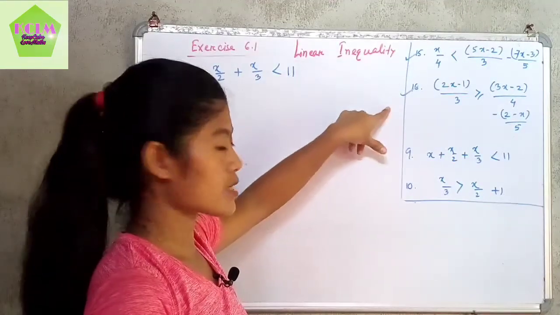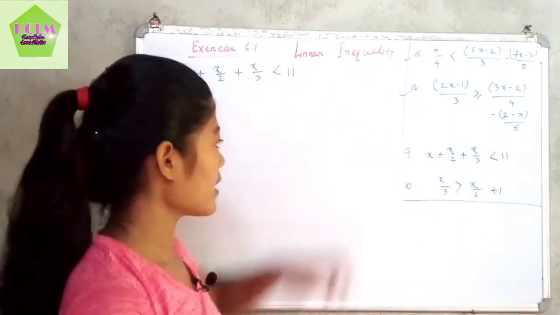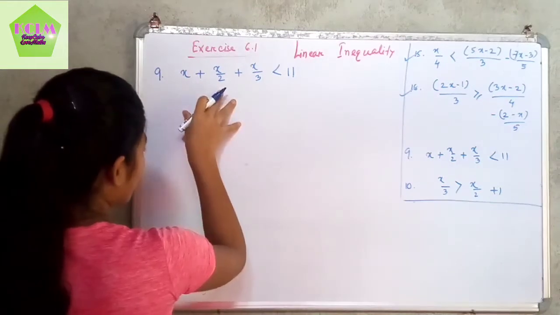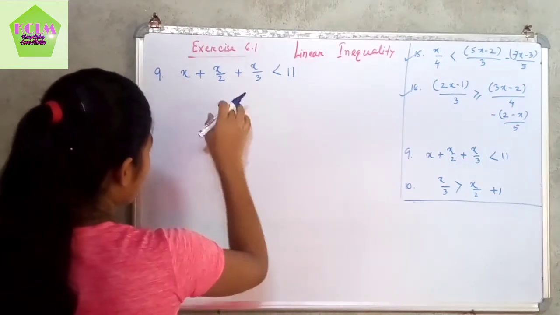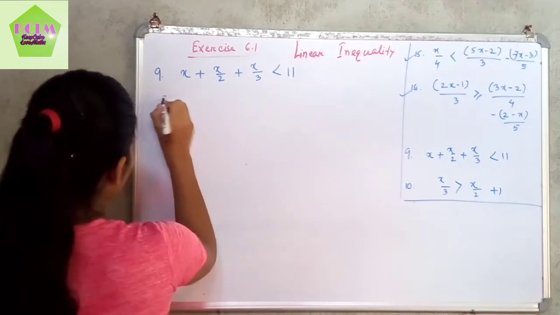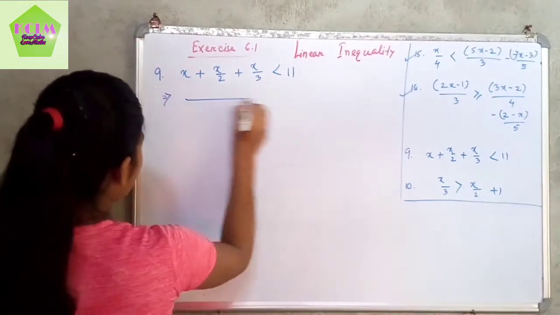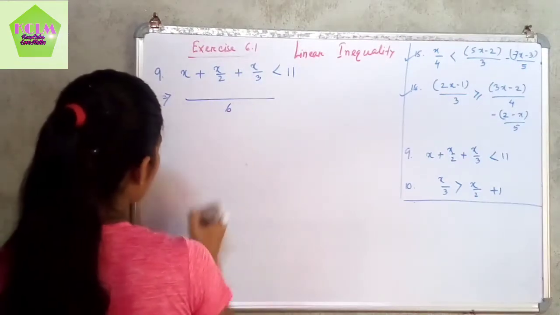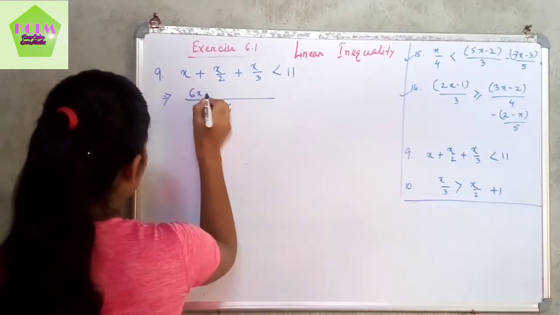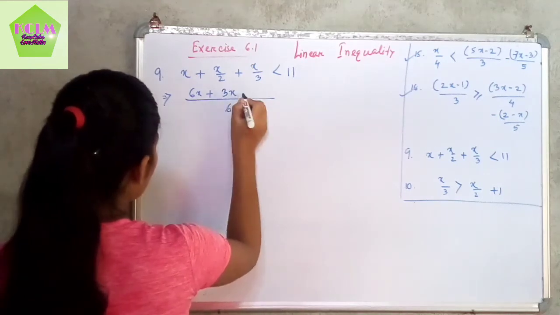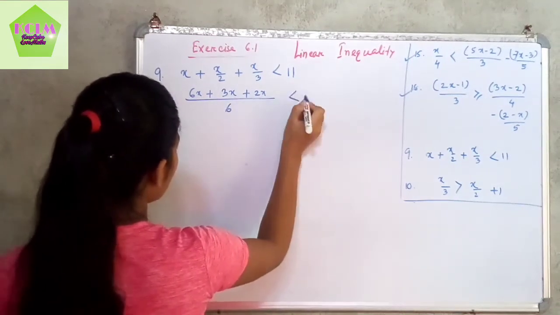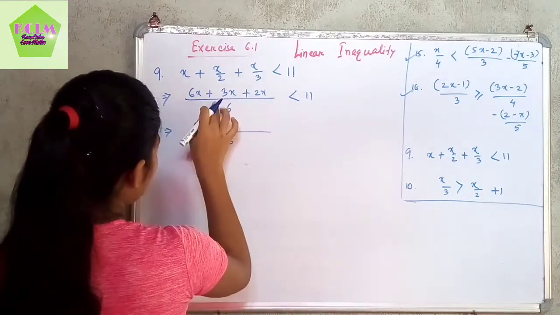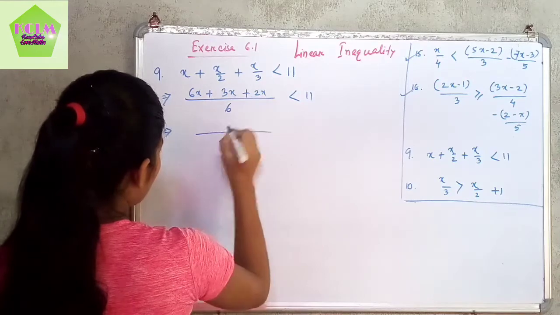So 15, 16 and 14 are done. Then next is question number 9. x plus x by 2 plus x by 3 is less than 11. Then to solve for x, again taking the LCM of these three terms, we get 6. Then 6x plus 3x plus 2x less than or equal to 11. 6 plus 3, 9. 9 plus 2, 11x.